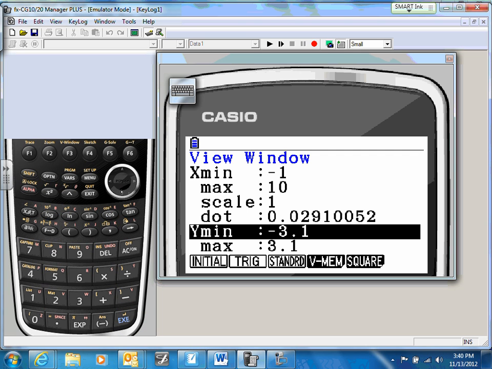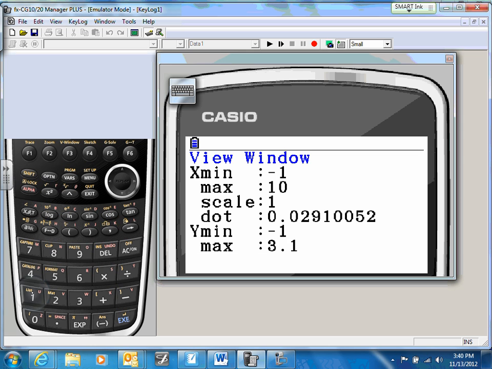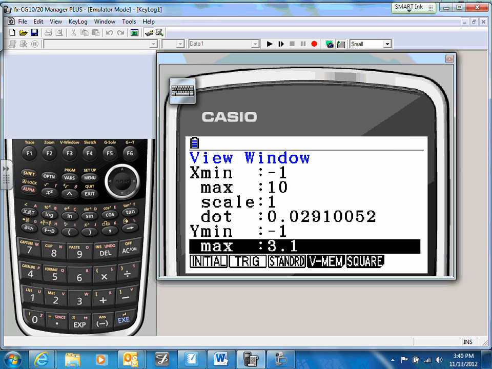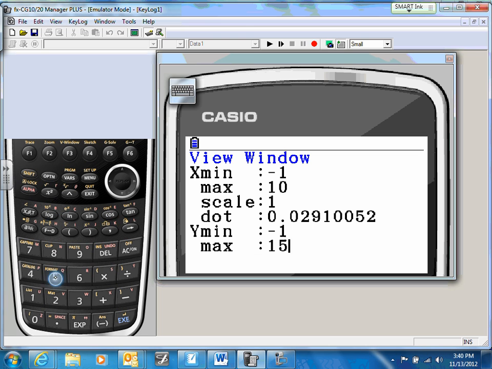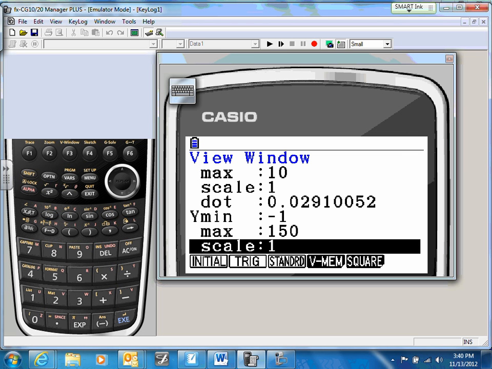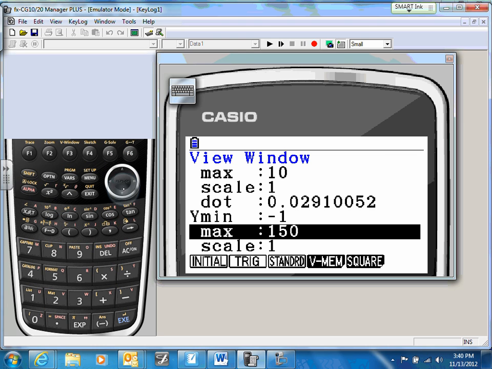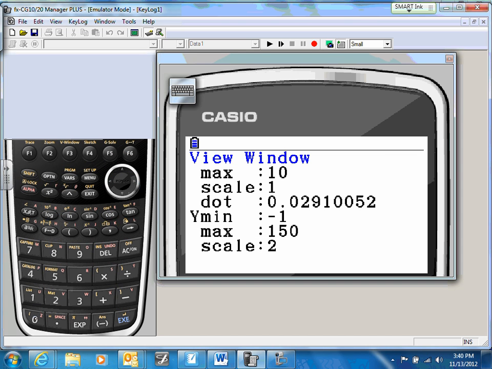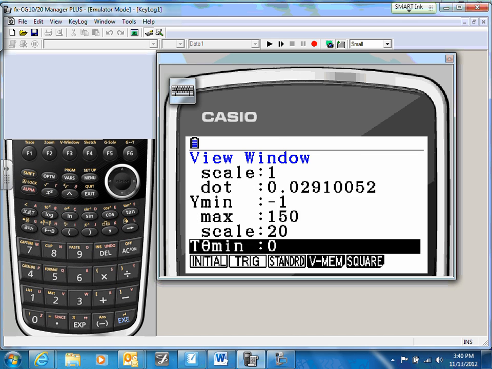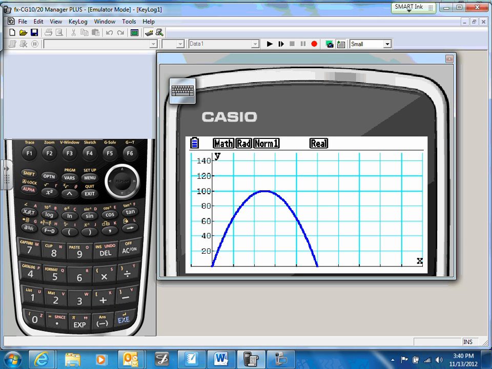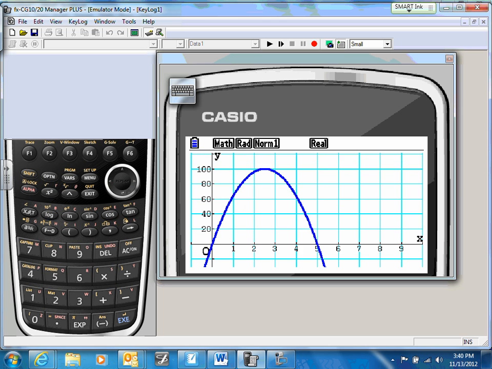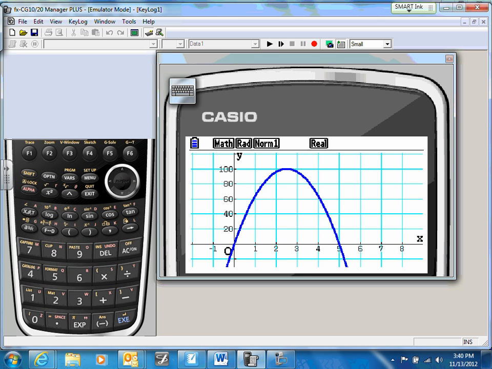Now, since it's a rocket, think about it. I'm going to take this at -1, but the height of a rocket could be anywhere like 100, 120. Let's play it safe. Let's go 150 feet in the air. That seems like a good distance. And if we're counting between -1 and 150, I want my scale to be, let's say about 20. Okay, so let's execute. All right. That seems to be a pretty good graph. And if you don't like that graph, just arrow up a little bit, and that makes it a better picture.